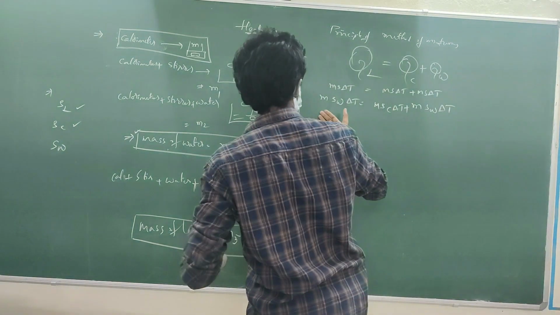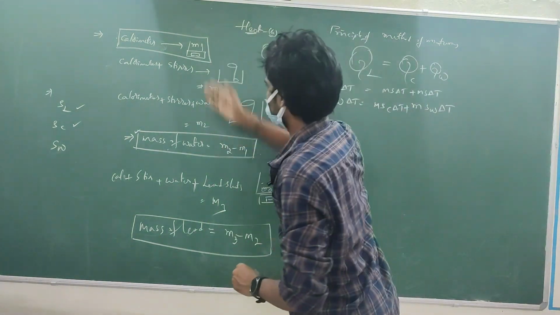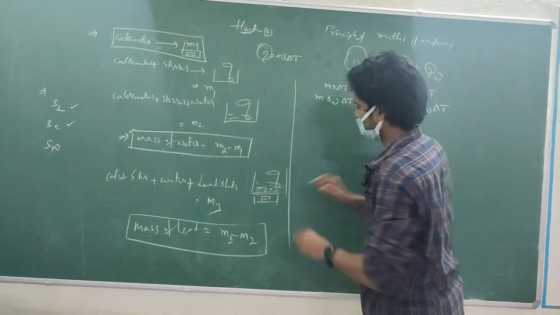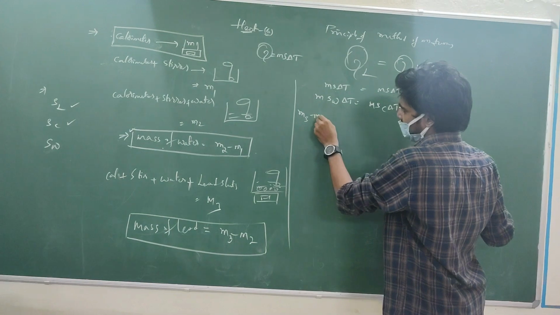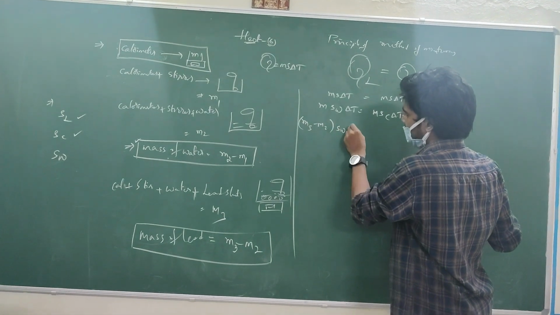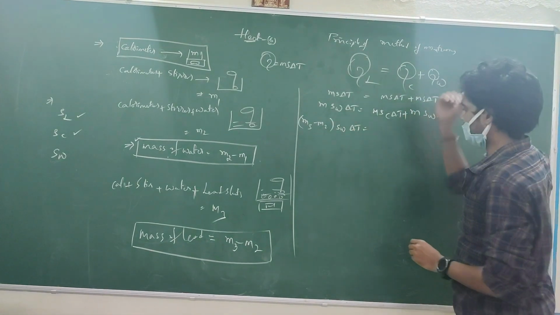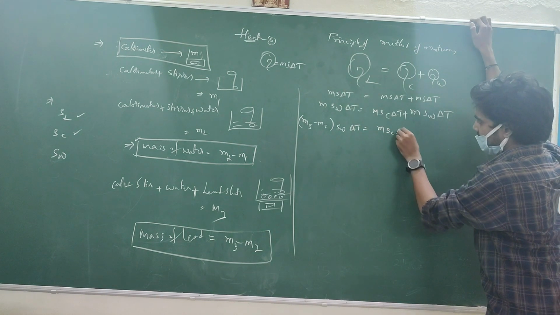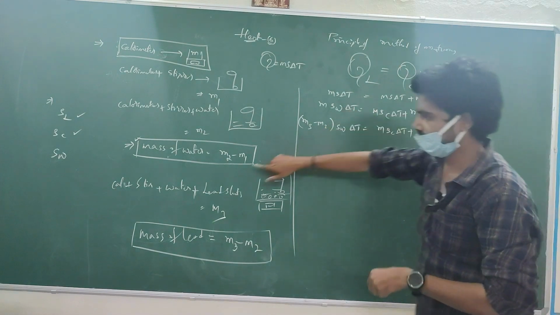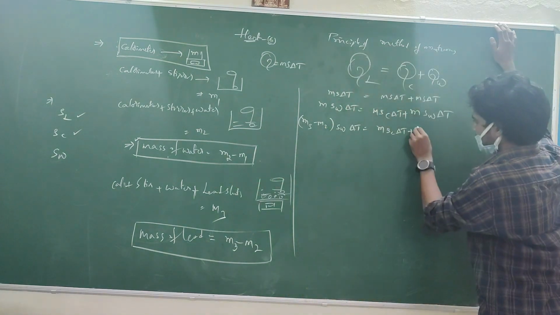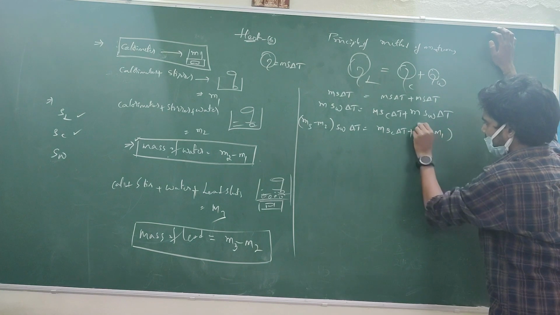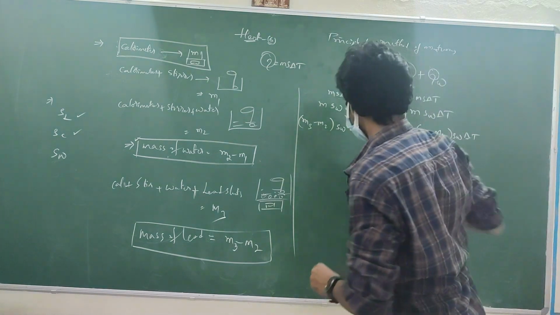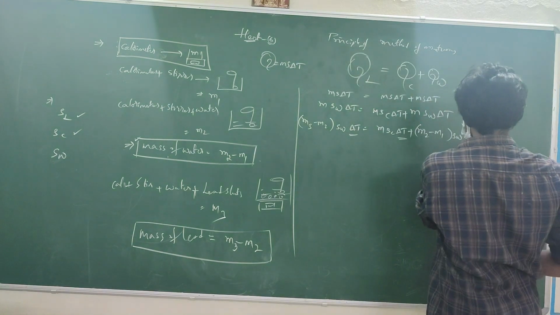Now coming to the masses, we just calculated the masses, right? So the mass of lead shots is m3 minus m2, into SW, into delta T, is equal to m, the mass of calorimeter, into SC, into delta T, plus the water's mass, m2 minus m1, into SW, into delta T. Wonderful. Now everything is finished, but what about delta T here?